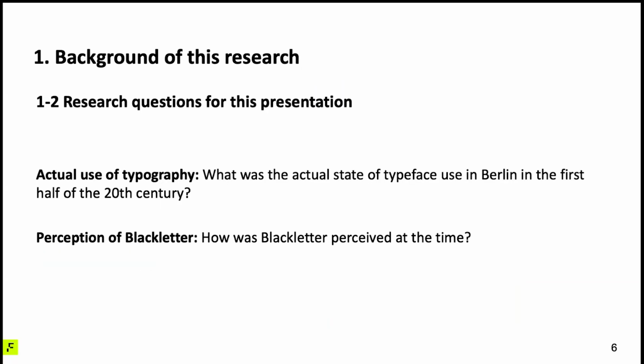So my research questions for this presentation are as follows. Actual use of typography: what was the actual state of typeface use in Berlin in the first half of the 20th century? Perception of Blackletter: how was Blackletter perceived at that time?